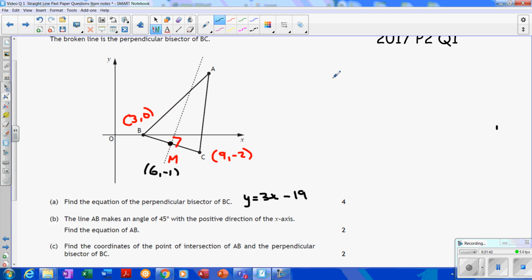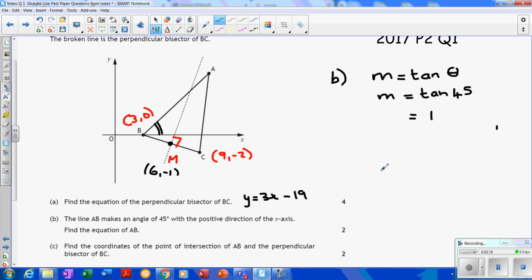Part B, it says the line AB, so there's AB, it makes an angle of 45 degrees with the positive direction of the x-axis. So there's the line AB, there's the x-axis, so that angle in there is 45. Now as soon as you see positive direction of the x-axis, gradient is equal to tan theta. That's the statement you make. Right, now I know that theta, the angle is 45, so I know that the gradient is equal to tan 45. So at this stage you need a calculator to do this. Tan 45 is equal to a gradient of 1.